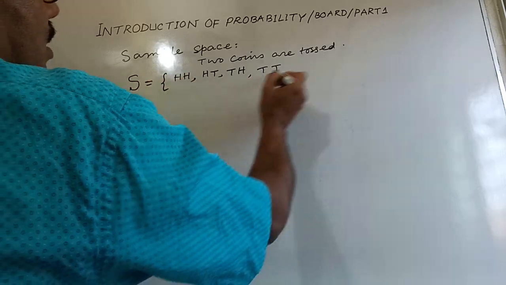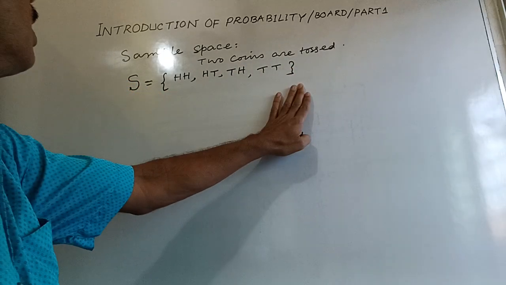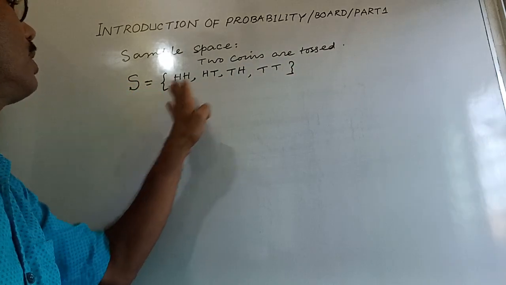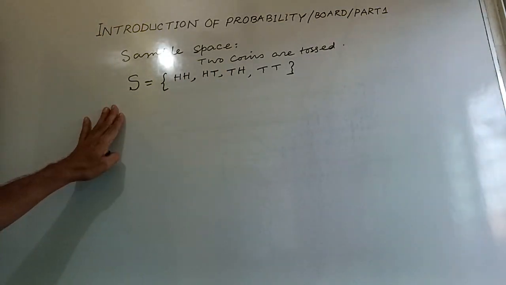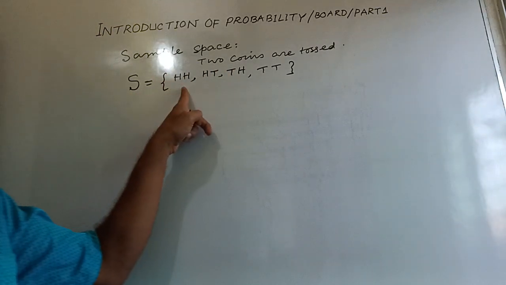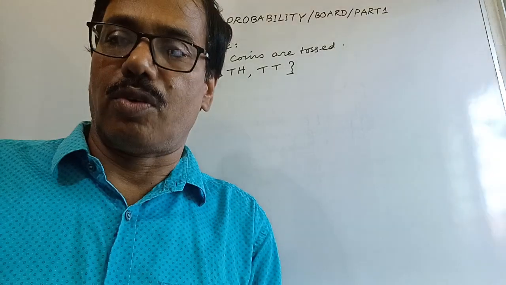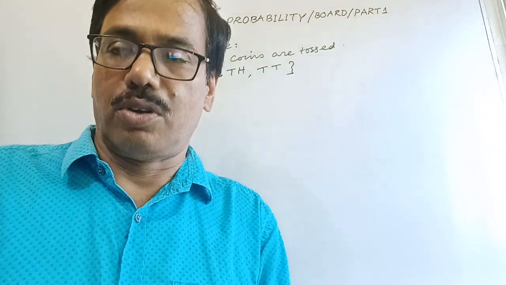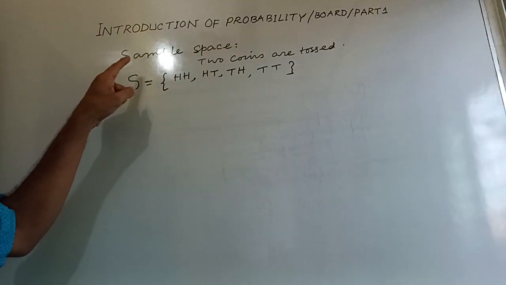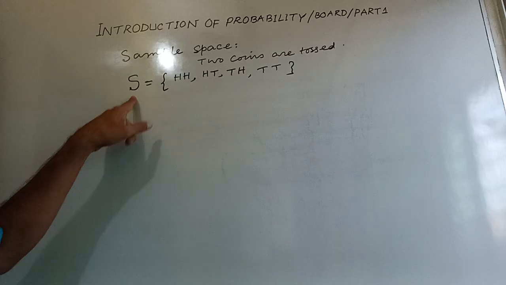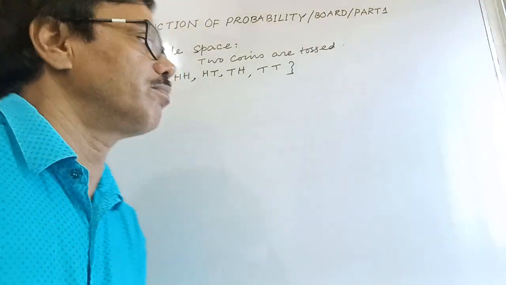Since it is a set, it is written in roster form in this way, within curly brackets, the set of all possible outcomes. This is the most important topic for the definition of probability, that is, sample space. The set of all possible outcomes is called the sample space.